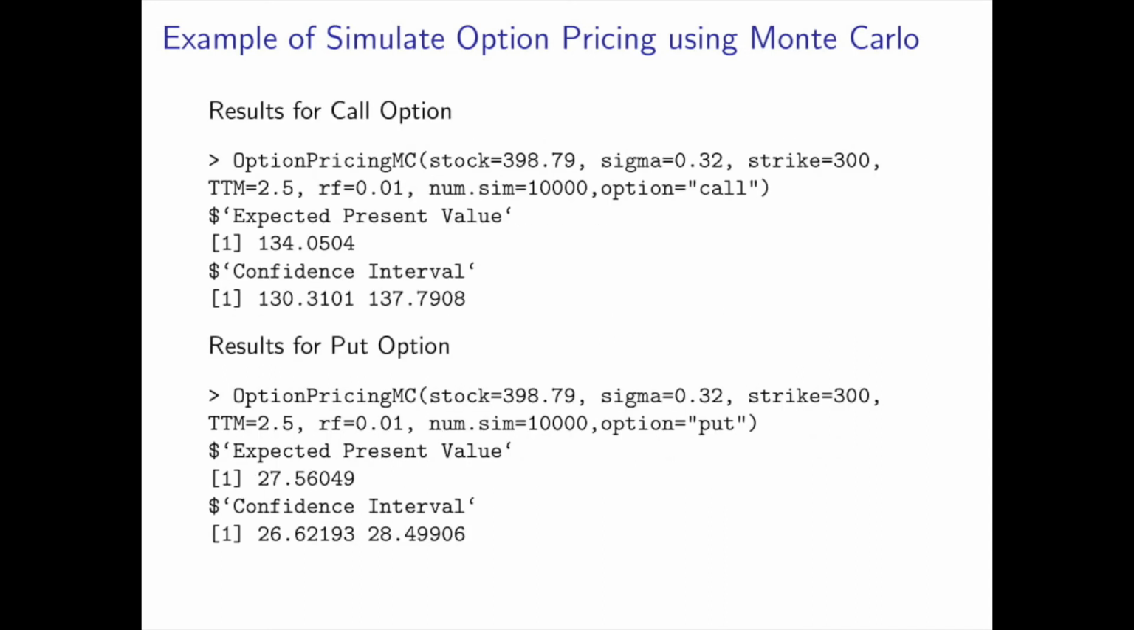From the output of our R function, we can see that our expected present value of the call option is $134.05 with a 95% confidence interval of 130.31 to 137.79. The expected present value of our put option is $27.56 with a 95% confidence interval of 26.62 to 28.50.